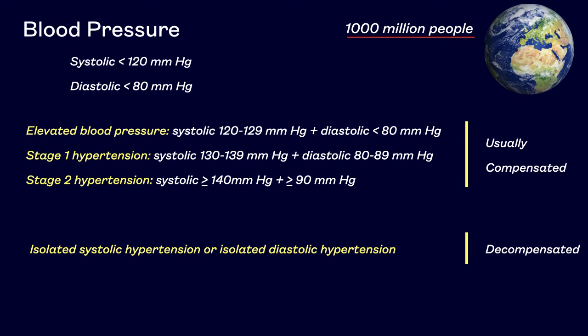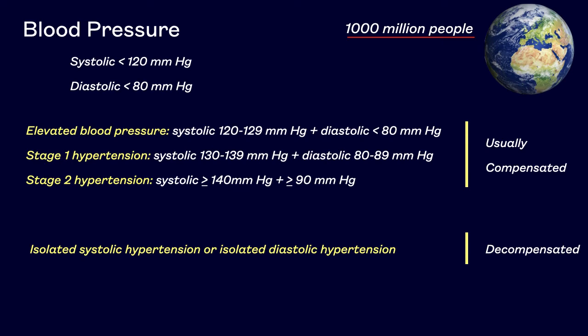We define stage 1 hypertension as the one between 130 and 139 on the systolic side and between 80 and 89 on the diastolic side. Stage 2 hypertension is defined as anything that is 140 or higher on the systolic side and 90 or higher on the diastolic side.